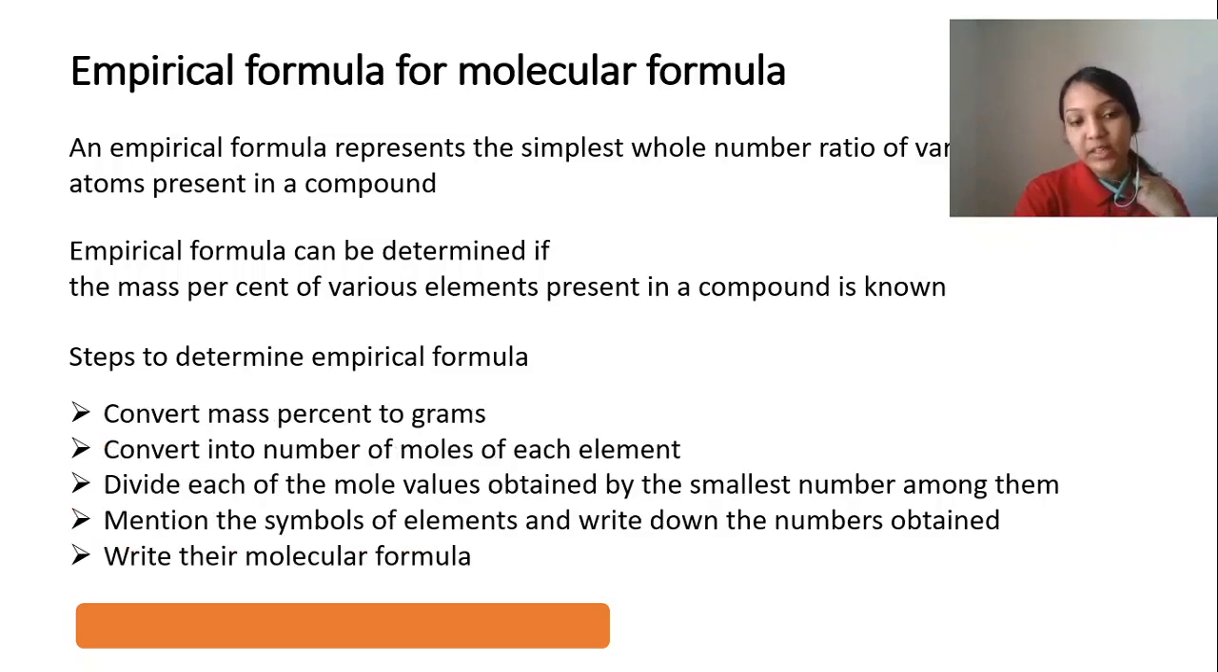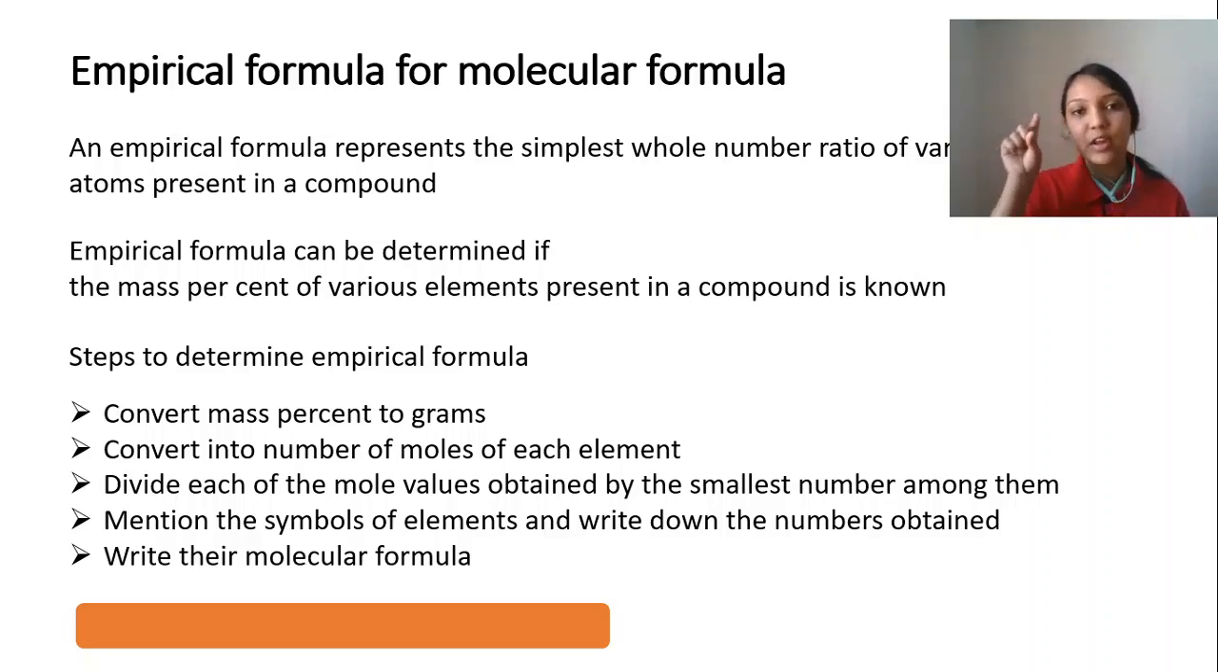First step: if we are given the mass percentage, convert the mass percentage to grams. Next, convert the grams into the number of moles of each element. Now you have the number of moles of each element. Take the least value among all of these and divide each number of moles by the least value.